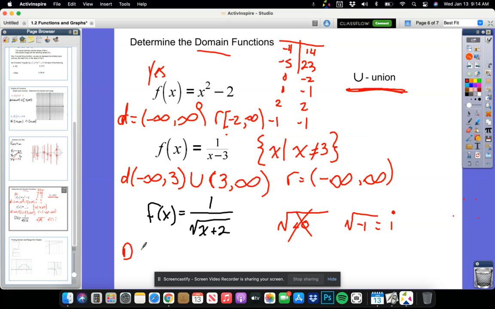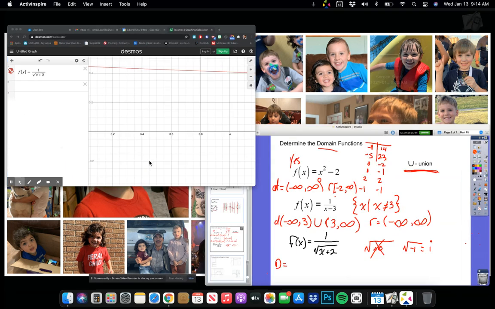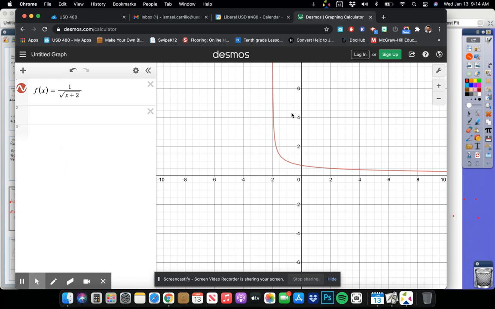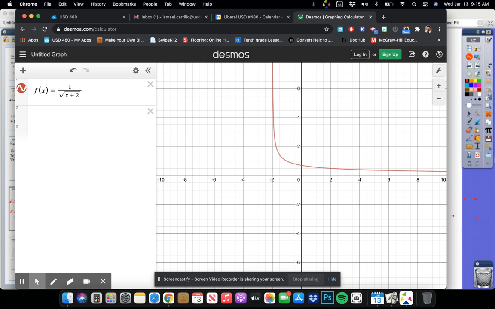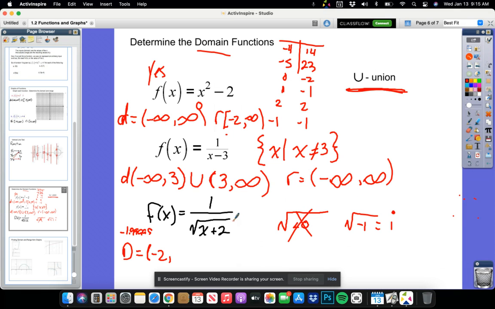Our domain, what's the smallest value we said it could possibly be? Going back to the picture here, the lowest it can possibly be is -2, but it can't be -2. So that's where we put a parenthesis at -2. It can be -1.99999. That means close to -2, but not -2. But it goes forever to the right, as the picture says. So it goes all the way to positive infinity.